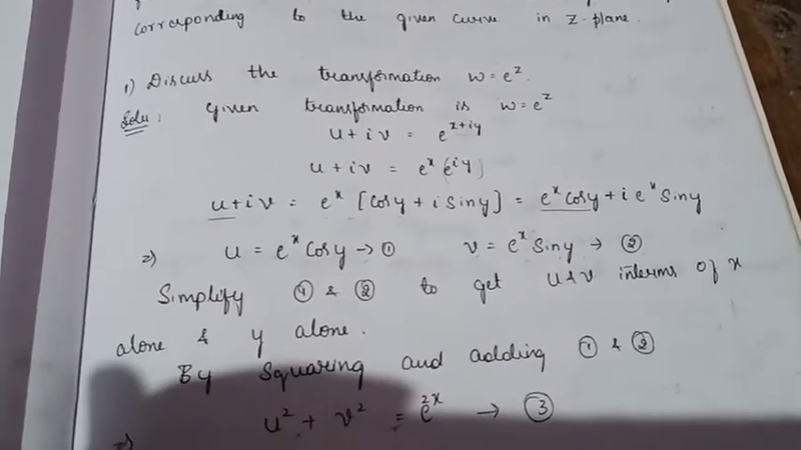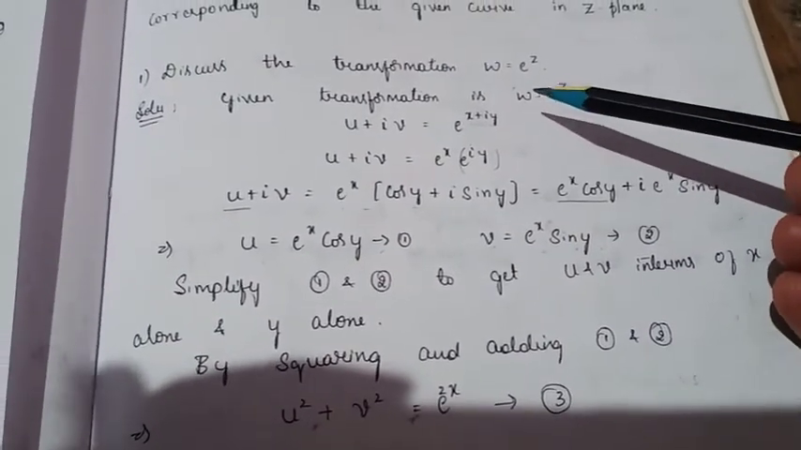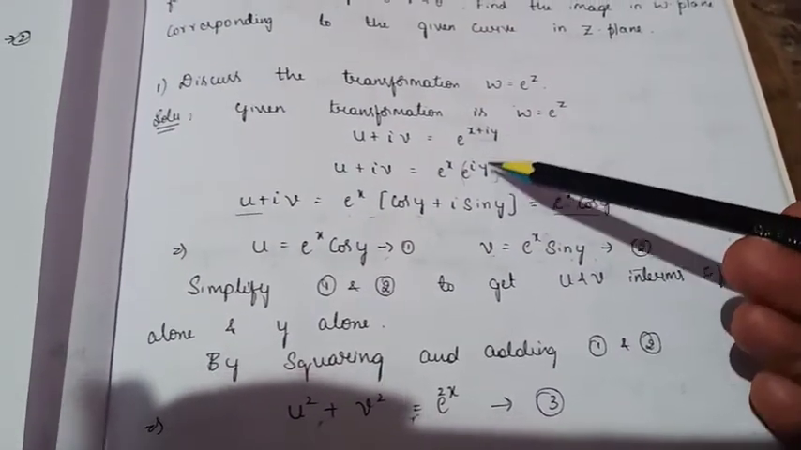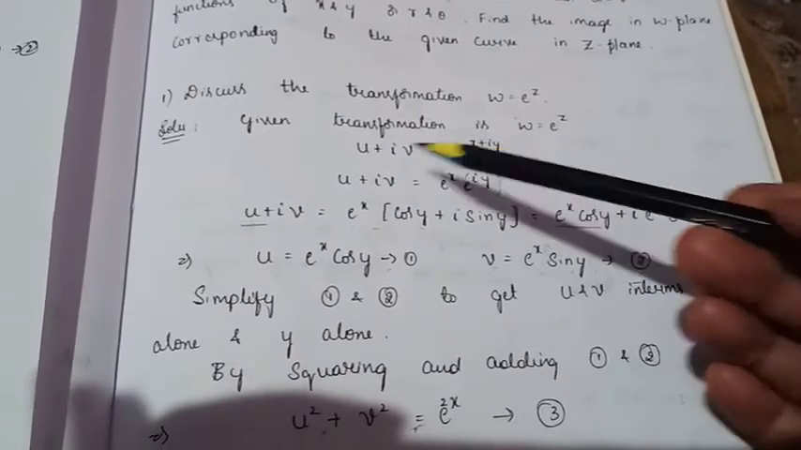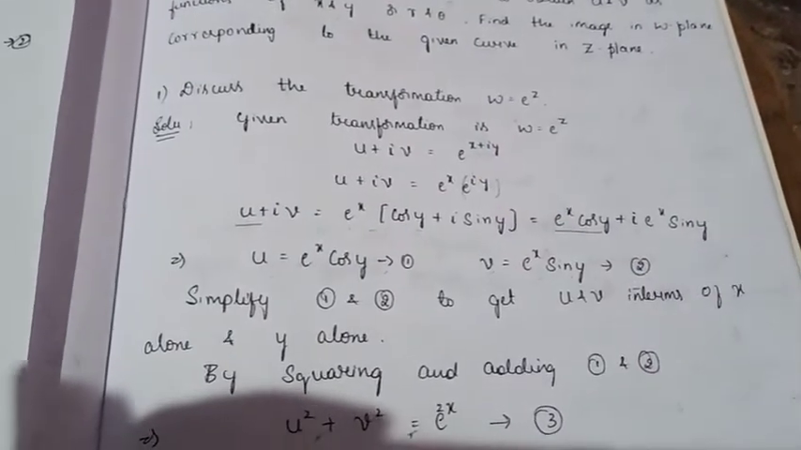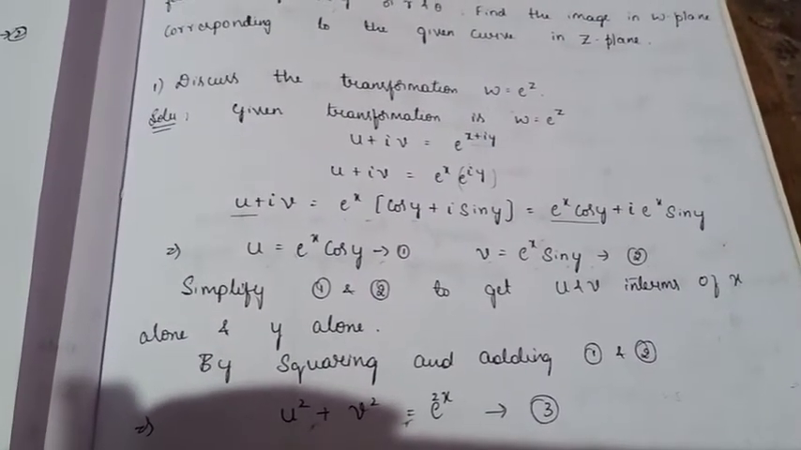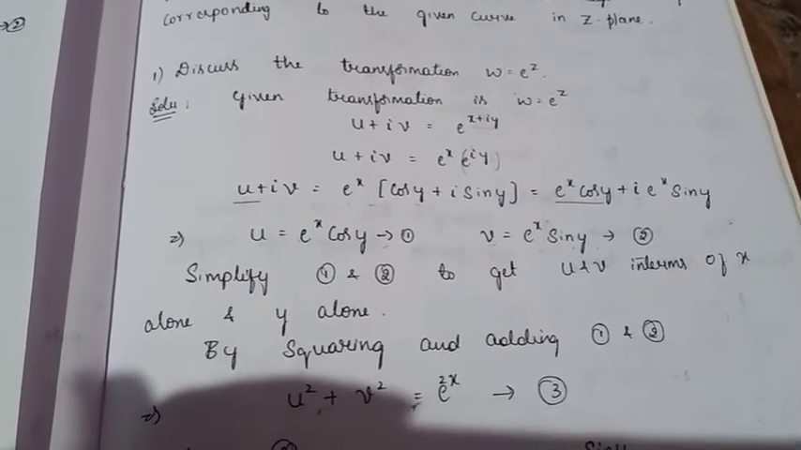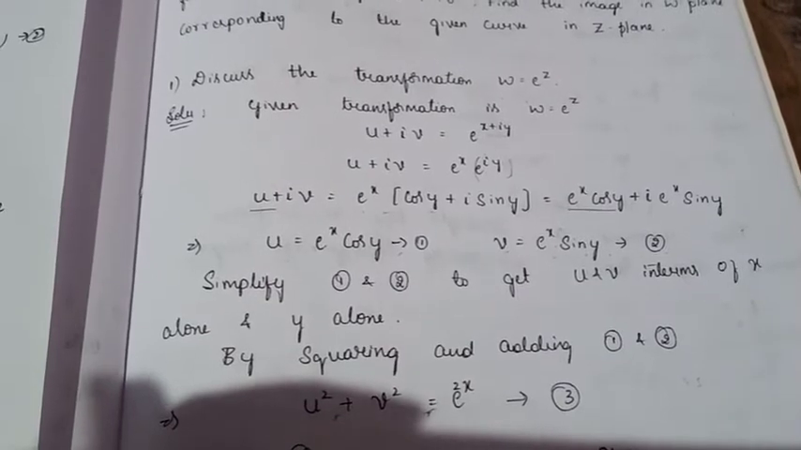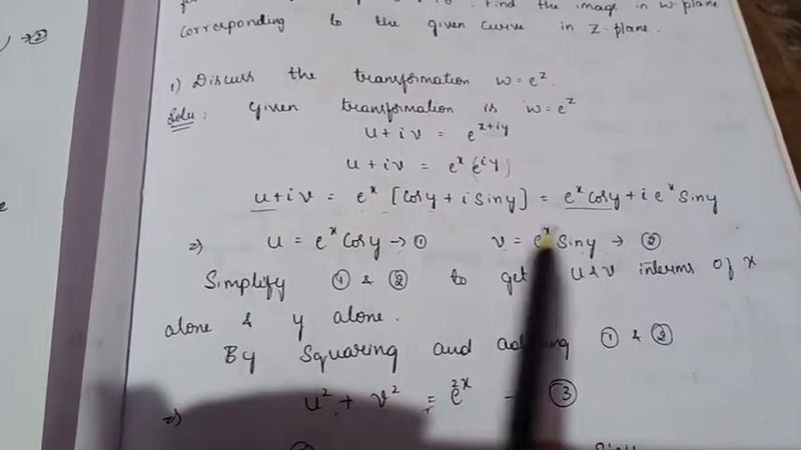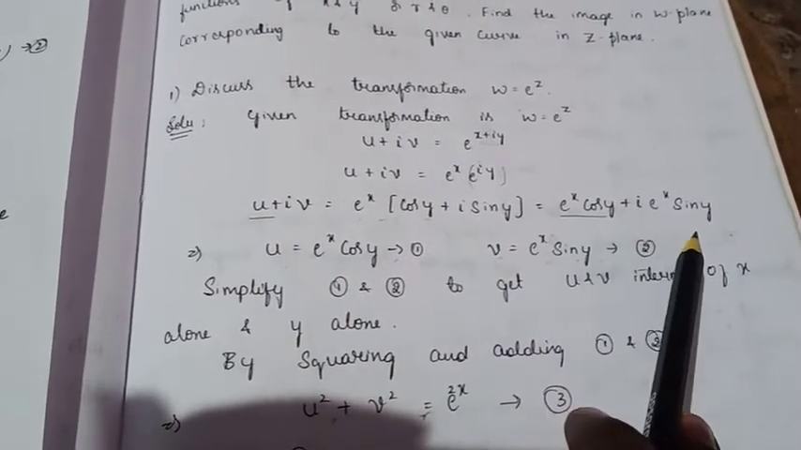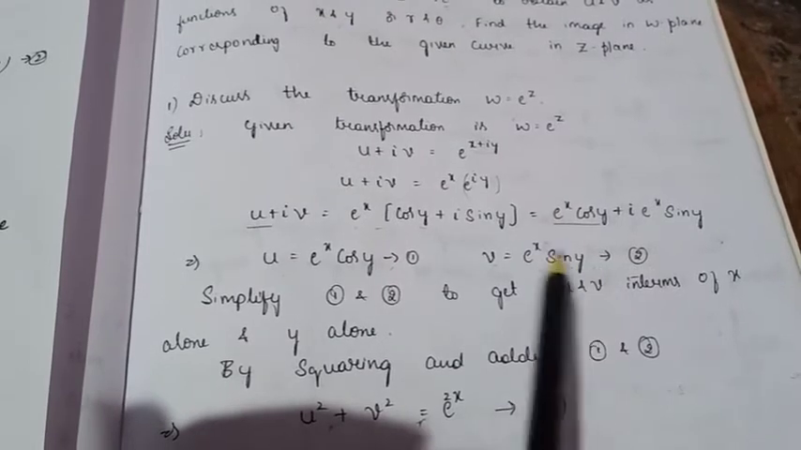So I solve w = e^z. The complex form of w is u + iv, z is x + iy. We have to substitute that. After that, keeping the LHS as it is, by splitting the RHS, it can be written as e^x times e^(iy), and e^(iy) is the complex form which can be written as cos y + i sin y. Then comparing the real and imaginary parts, u = e^x cos y and v = e^x sin y. Consider the two equations as 1 and 2.